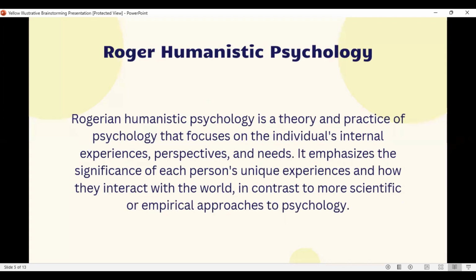Next. And here's Rogers' humanistic psychology. Rogers' humanistic psychology is a theory and practice of psychology that focuses on the individual's internal experiences, perspectives, and needs. It emphasizes the significance of a person's unique experiences and how they interact with the world, in contrast to more scientific or empirical approaches to psychology. Next.